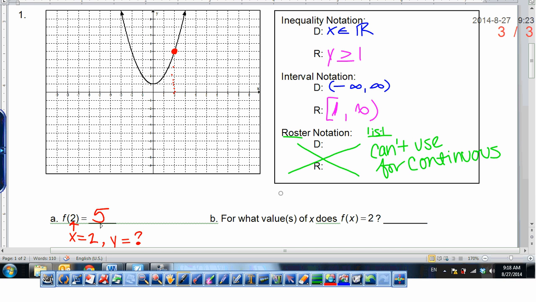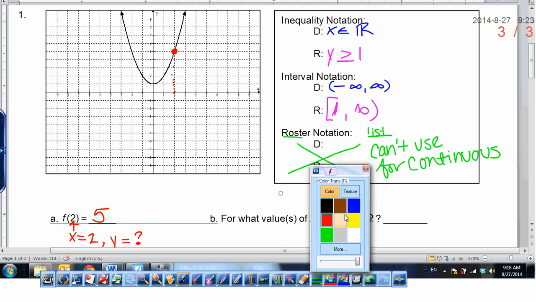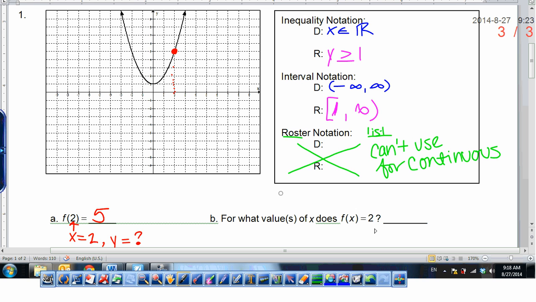Okay. B says, for what value of x does f of x equal 2? This time, what did they give us? Good. This time they said y is 2. What does x equal? Let's see. So I find 2 on my y. Okay, I agree with you, it equals 1.